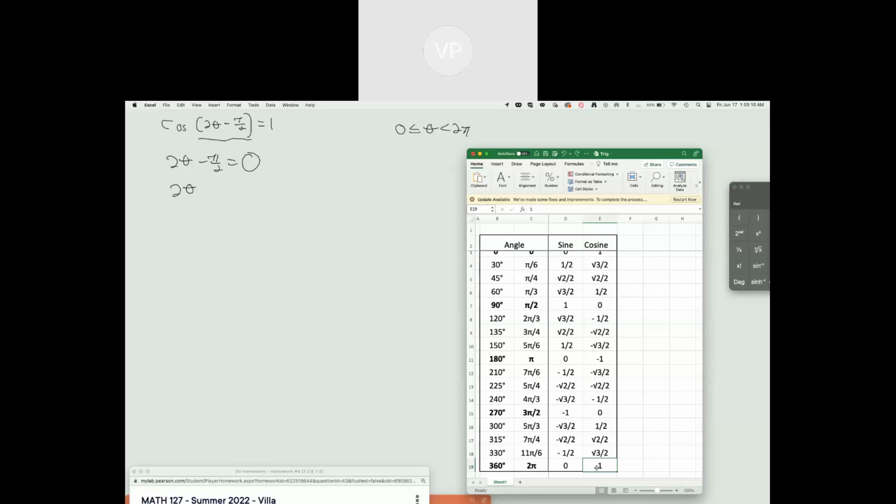So solve this one. Move the pi over 2 over. We get the pi over 2 here. Divide both by 2, and we get theta equals pi over 4. So there's our solution, but remember, there could be more, especially because of the 2 theta.